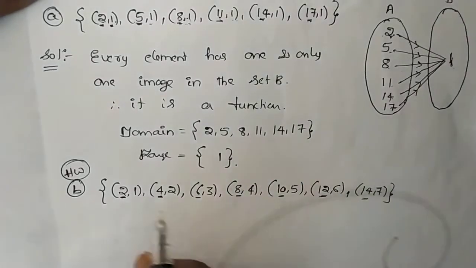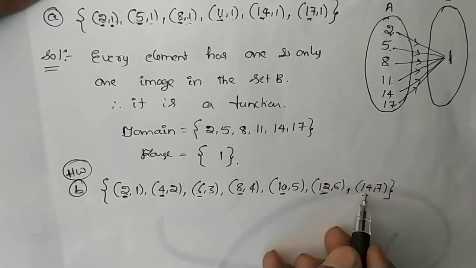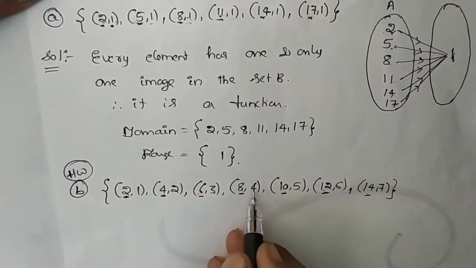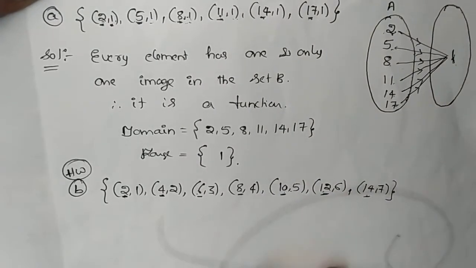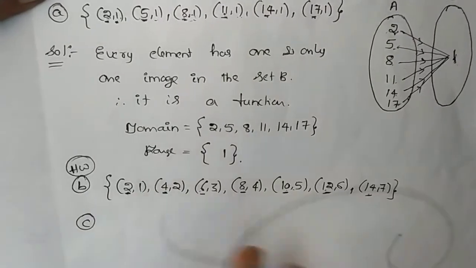What about the domain and range? Domain will be 2, 4, 6, 8, 10, 12, 14. What about the range? 1, 2, 3, 4, 5, 6, 7. It is the range.